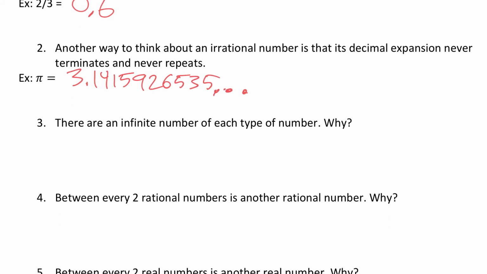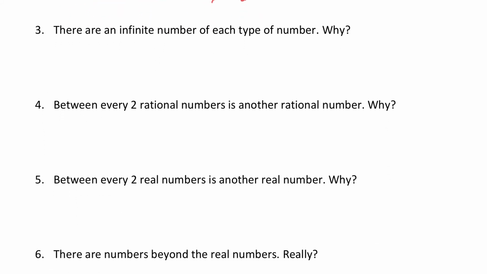Now, there are an infinite type of each number. So, for example, the natural numbers start at 1, and they go 2, 3, but then we put a little ellipsis because the natural numbers continue on forever. And so it's interesting that there are an infinite number of natural numbers, or an infinite number of maybe irrational numbers, an infinite number of whole numbers, an infinite number of integers. It's just interesting that each type of number has an infinite number of them.